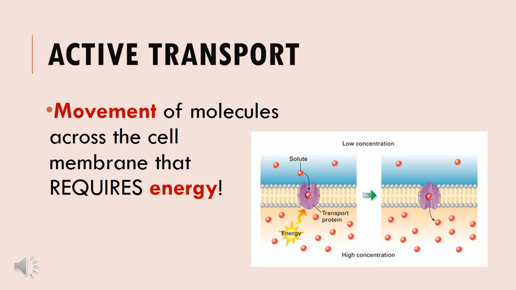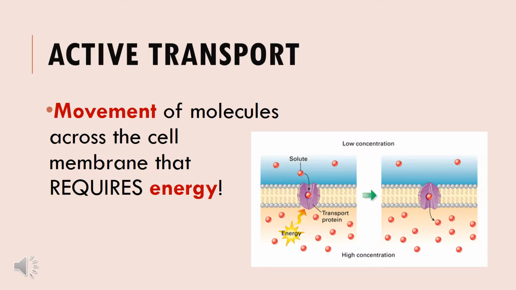Remember from yesterday that the job of the cell membrane is to facilitate the movement of molecules across the membrane, to allow certain things to enter and certain things to exit. There are two ways that your cell can use the cell membrane to regulate the movement of molecules. And the first way is called active transport.